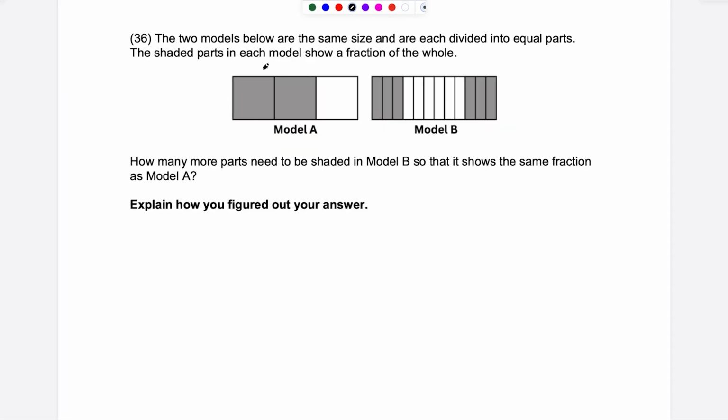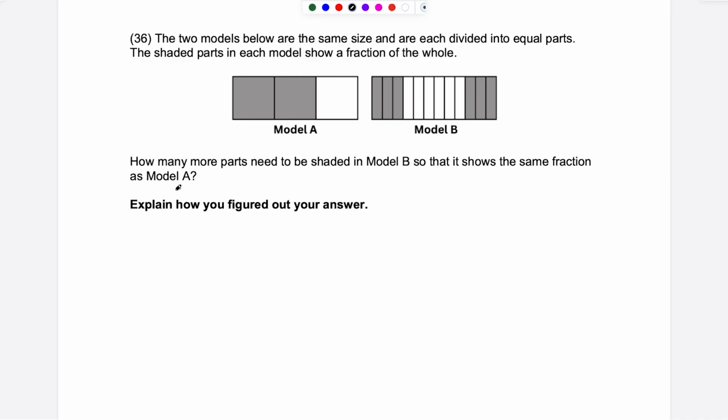Question 36, the two models below are the same size and are each divided into equal parts. The shaded parts in each model show a fraction of the whole. How many more parts need to be shaded in model B so that it shows the same fraction as model A? And we have to explain how we figured out our answer.